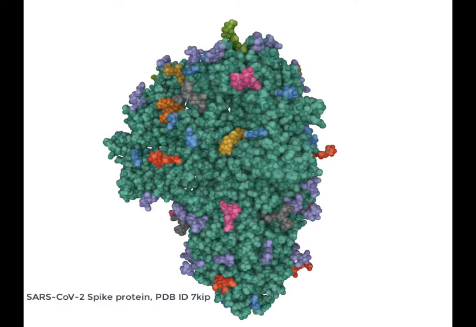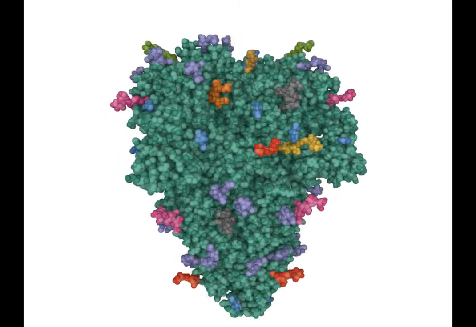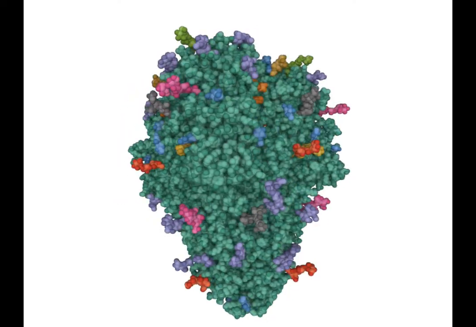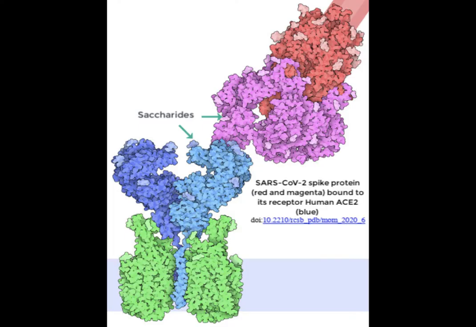Carbohydrates are also frequently found linked to the extracellular face of membrane proteins and some secretory proteins. These glycoproteins play important roles in recognition and binding.